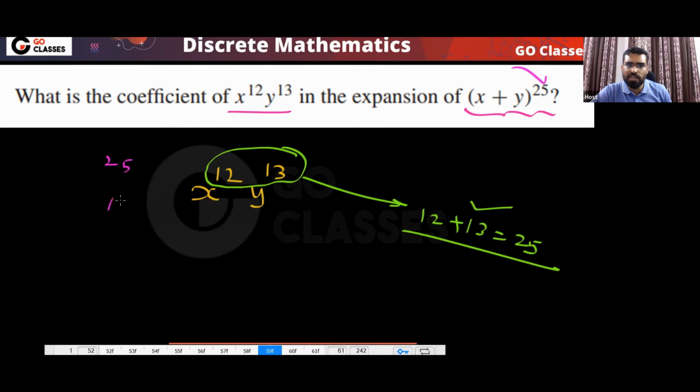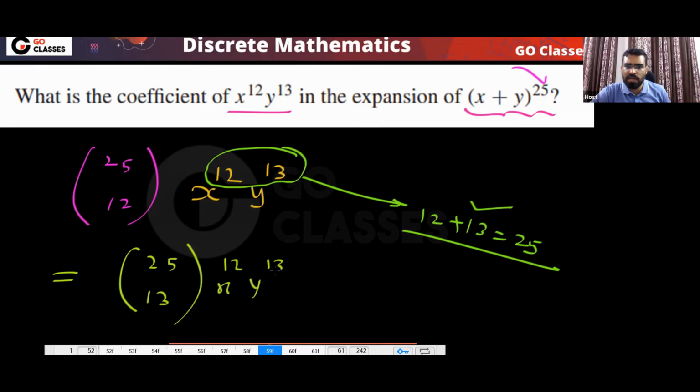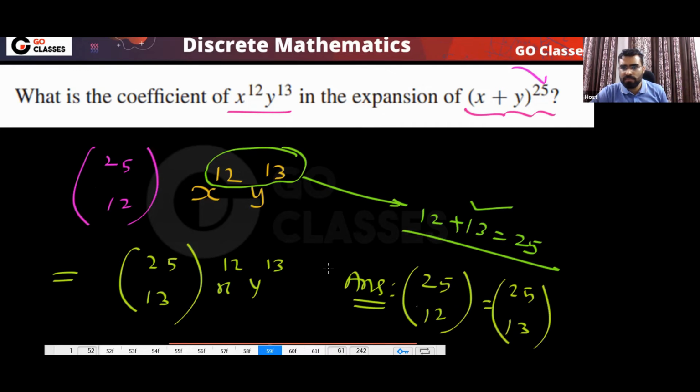You can decide who will give you x, and that is the same as deciding who will give you y. Both are the same. So your answer will be 25C12.